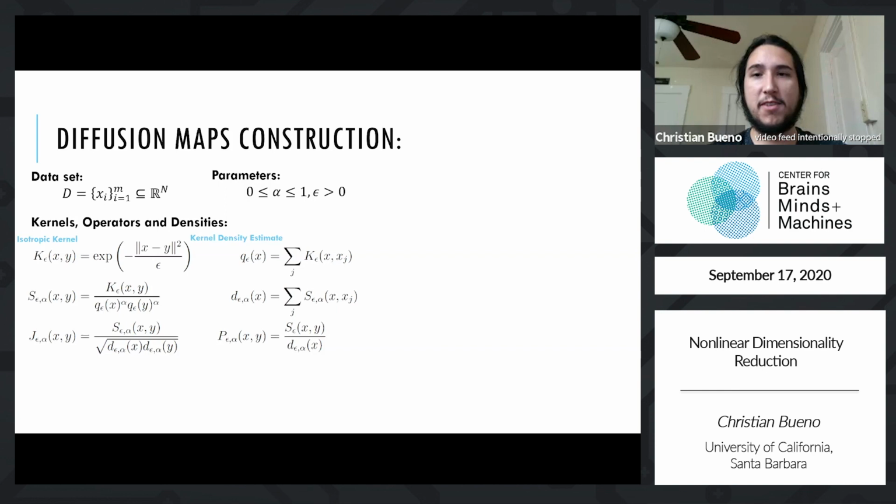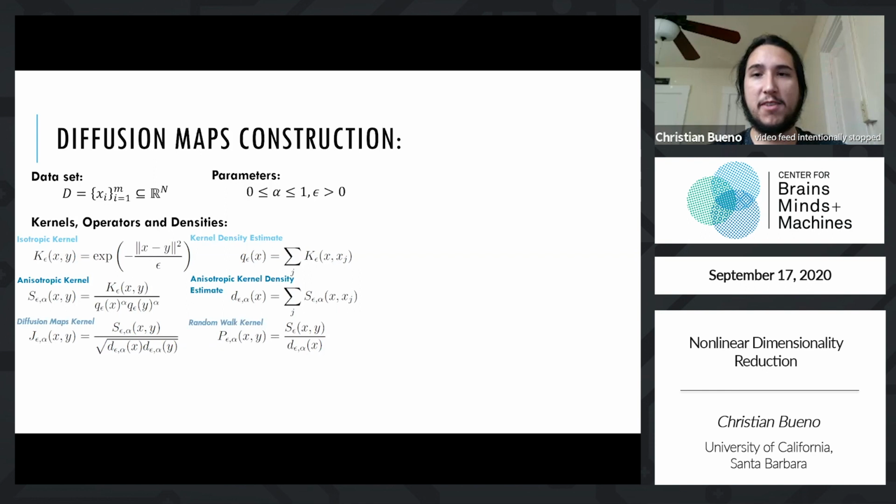So we get the kernel density estimate, we normalize. This creates an anisotropic kernel if alpha is bigger than 0. And then we get an anisotropic kernel density estimate. We get this diffusion maps kernel, which is normalized a different way. And then if we normalize it a different way, we get the random walk kernel. That would correspond to the endpoint.